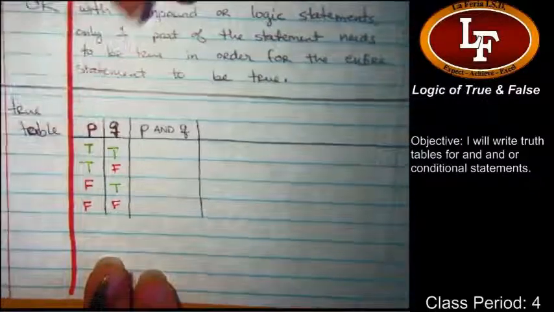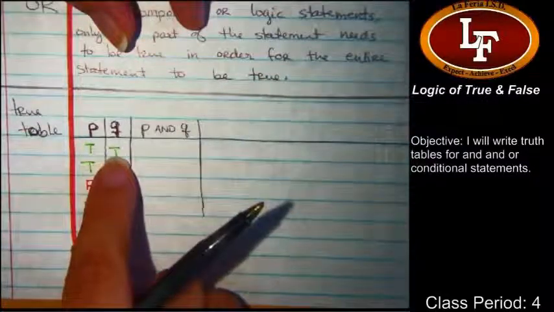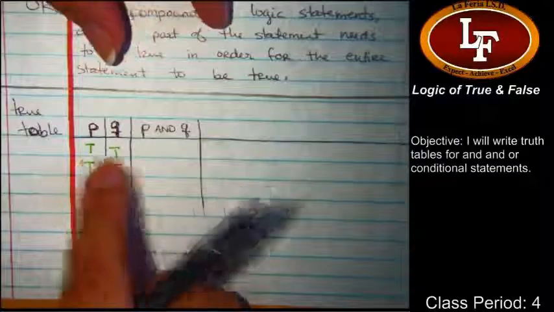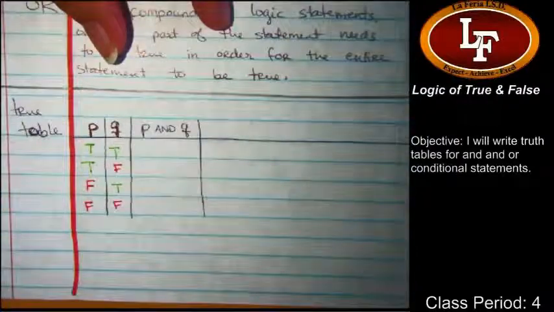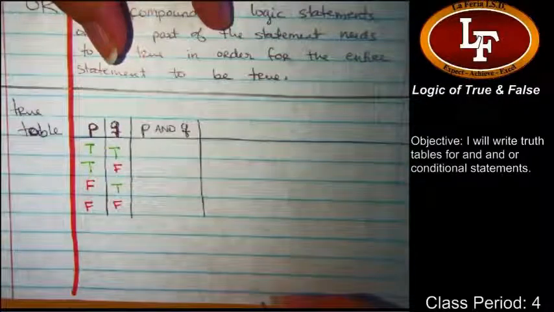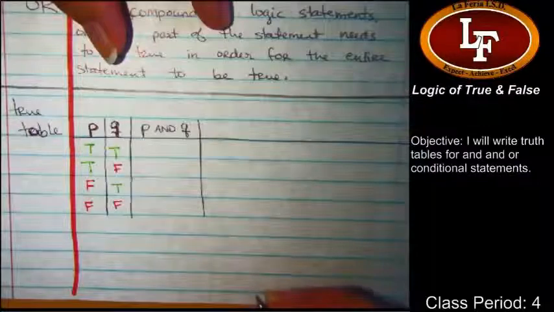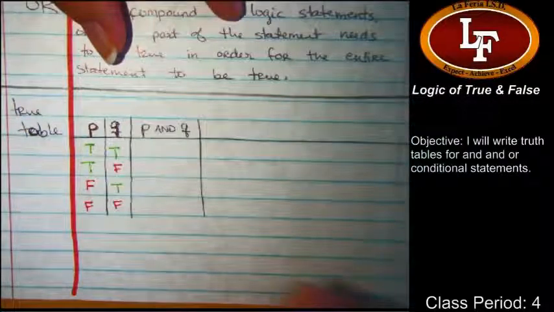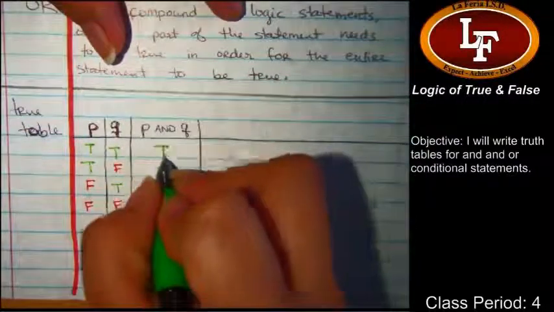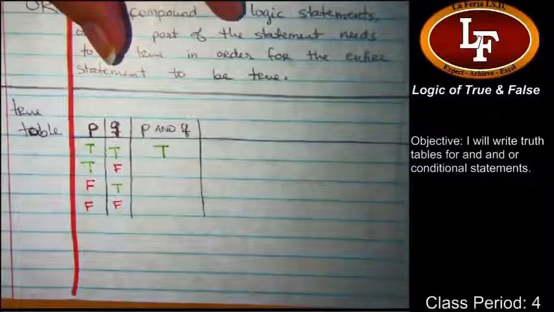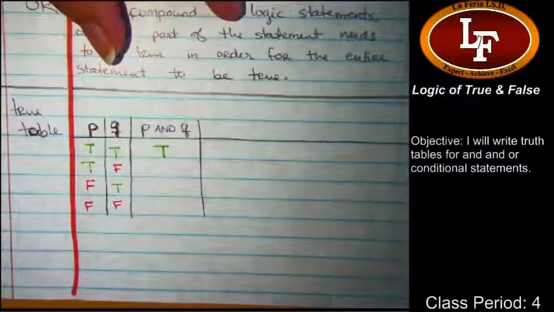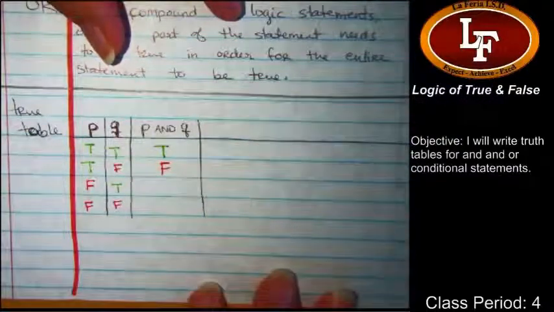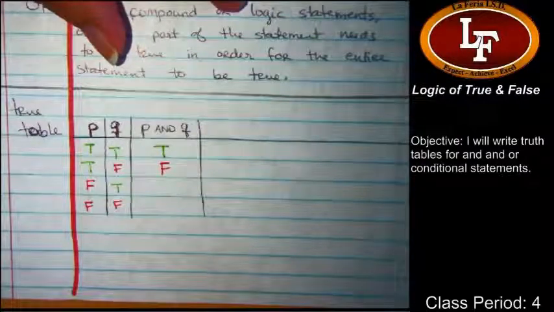All right, so now let's look at the P column and the Q column. P is true, Q is true. That makes the statement P and Q a true statement. Because in order for it to be true with an and, both of them have to be true. They're both true, so the whole statement is true. P is true, Q is false. P and Q is false, because you need two of them, and I only have one. P is false, Q is true. P and Q is false.